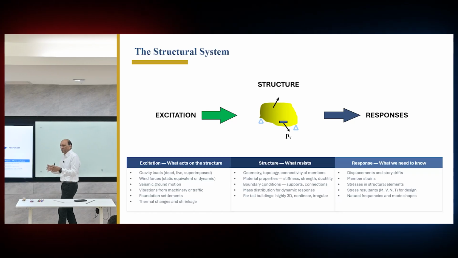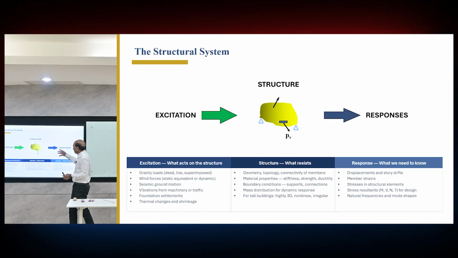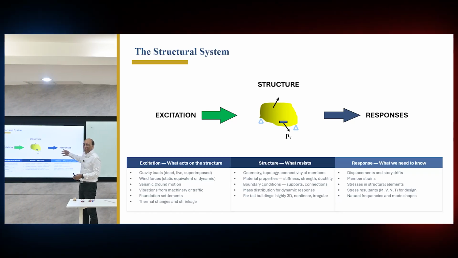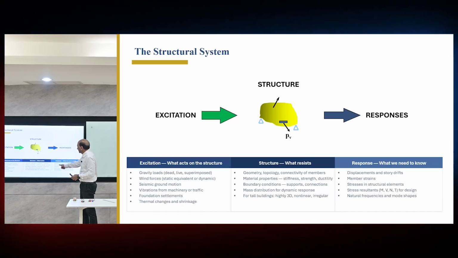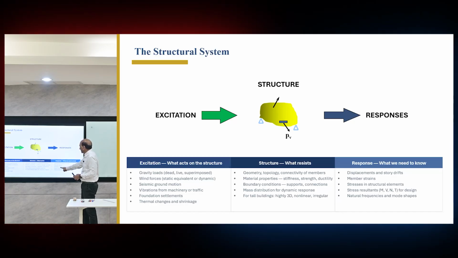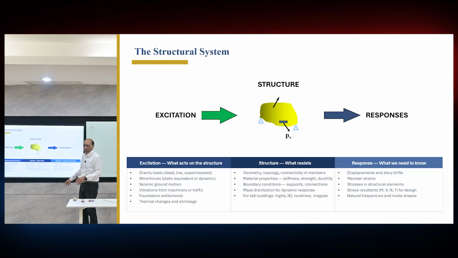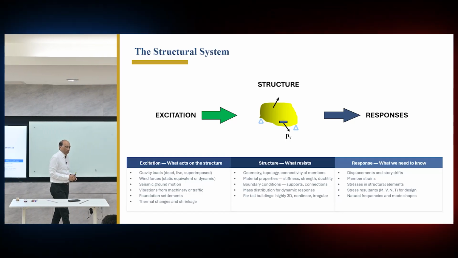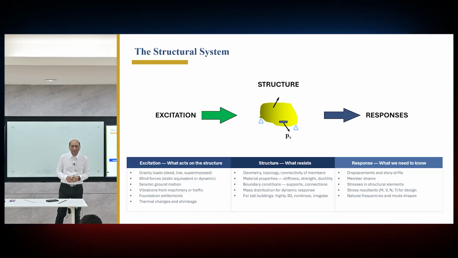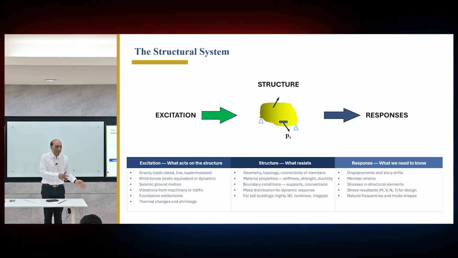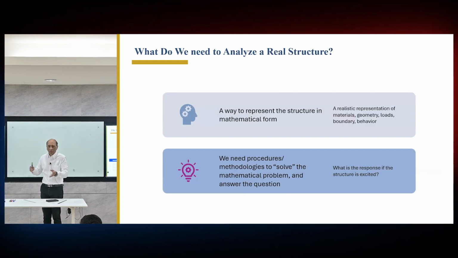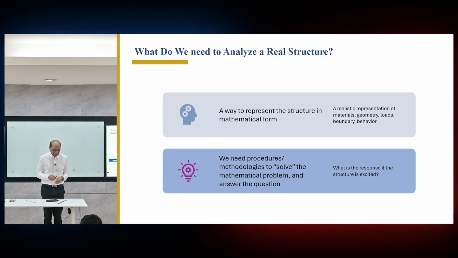And then when you combine the structure and the excitation, you get a response. That means the structure starts to do something, and you want to measure it. Displacements, story drifts, member strains, stresses in the structure, stress resultants, natural frequencies, whatever you want to measure is the response. So that's the whole system. A structural system is three parts: excitation, structure, and response. And we are always dealing with that.